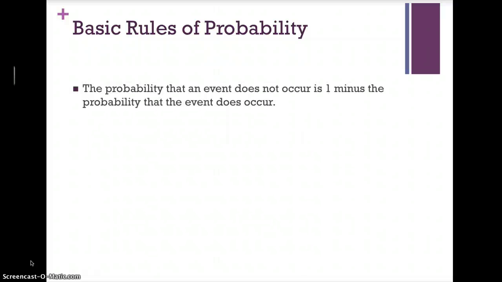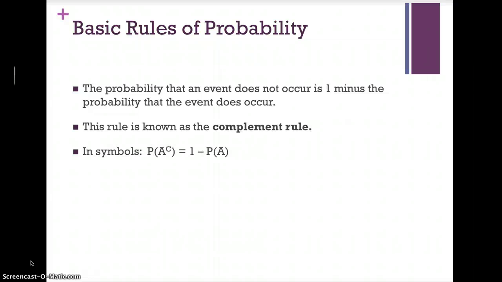Okay, so now let's talk about complements. The probability that an event does not occur is 1 minus the probability that the event would occur. So if they have to total 1, then if you subtract the likeliness of it occurring, you would have the likeliness of the event not occurring. Okay, so this is often referred to as the complement rule. It would be notated as follows.